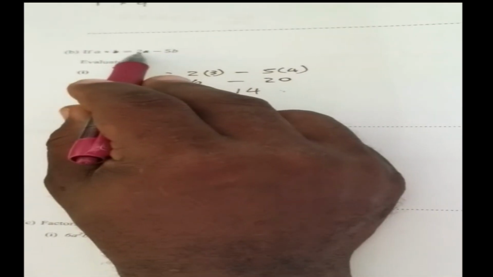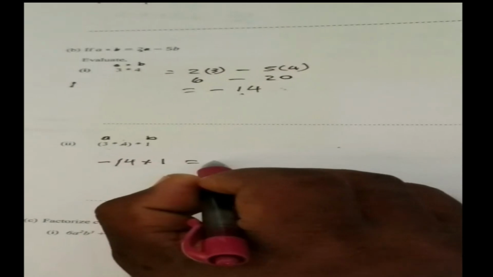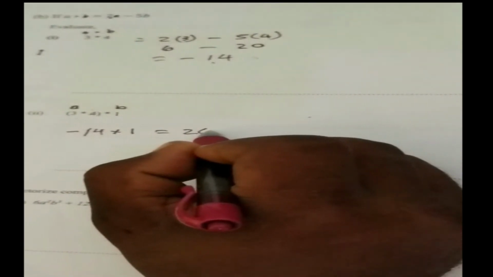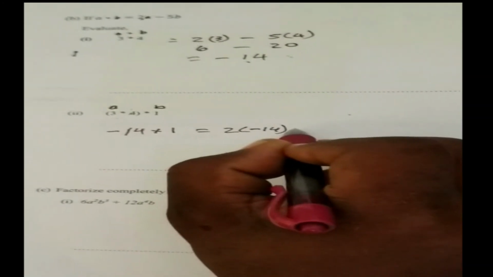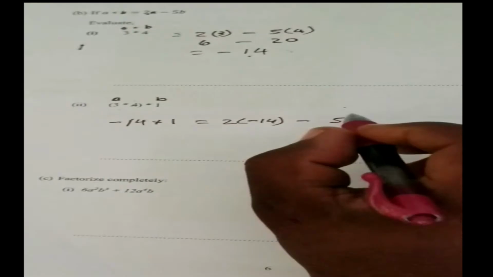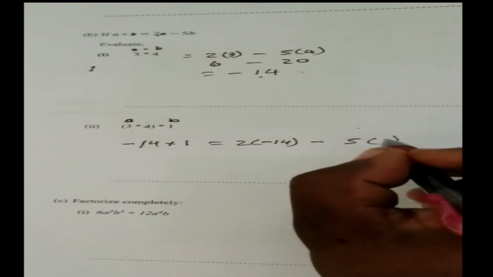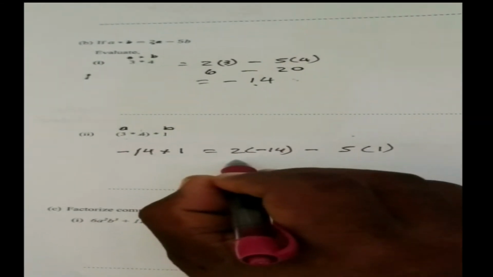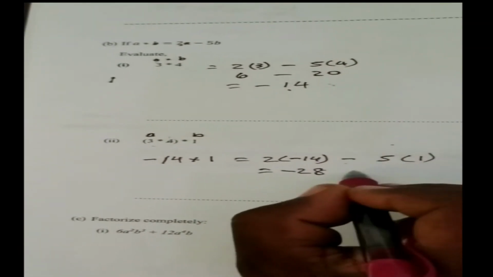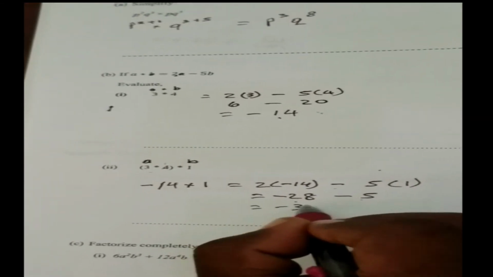alright, we're still going to apply it in this formula here. So we say 2 times our negative 14, minus 5 times this one, which is our B, which is equal to 1. 2 times negative 14 is equal to negative 28. 5 times 1 is equal to 5. And negative 28 minus 5 would be equal to negative 33.